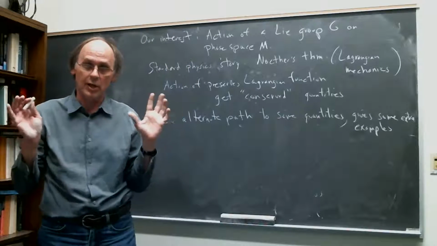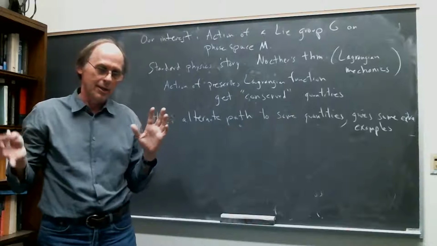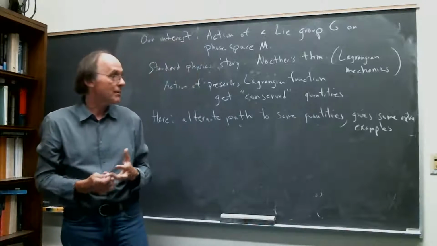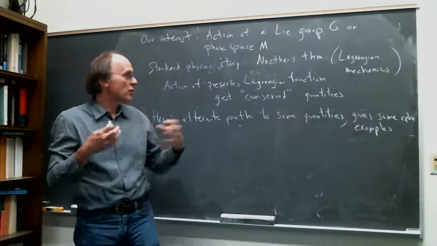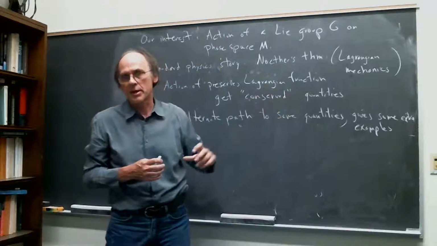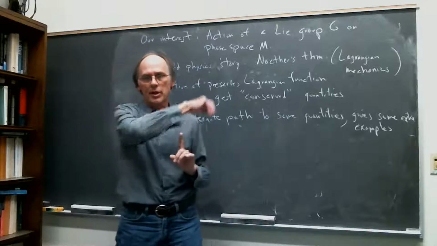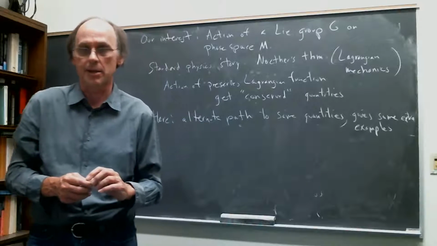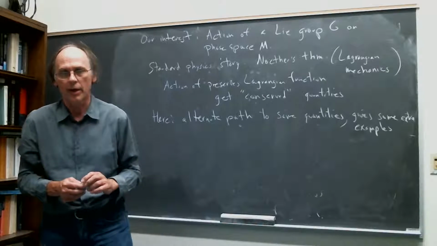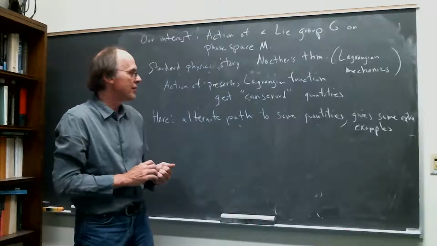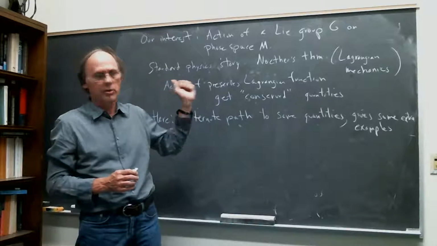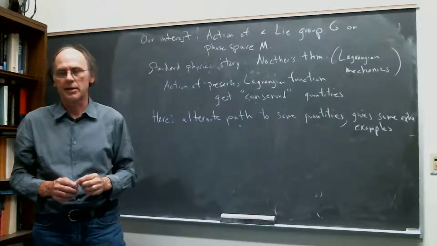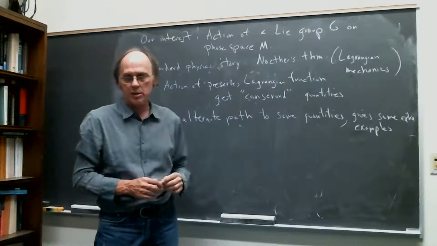I'm trying to make some connection to the standard story in physics, because we're aiming towards the same quantities, the conserved quantities associated with symmetries, but we're going to get them by a very different route than you would have seen in a typical physics class these days. If you take a class in Hamiltonian mechanics, though, you'll see some version of what I'm doing here, probably without as much geometry.